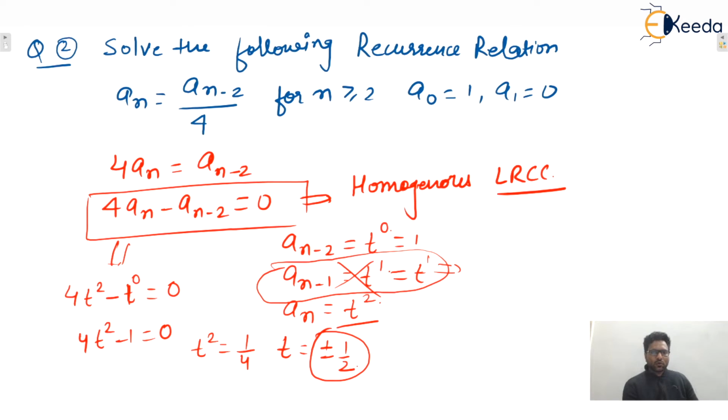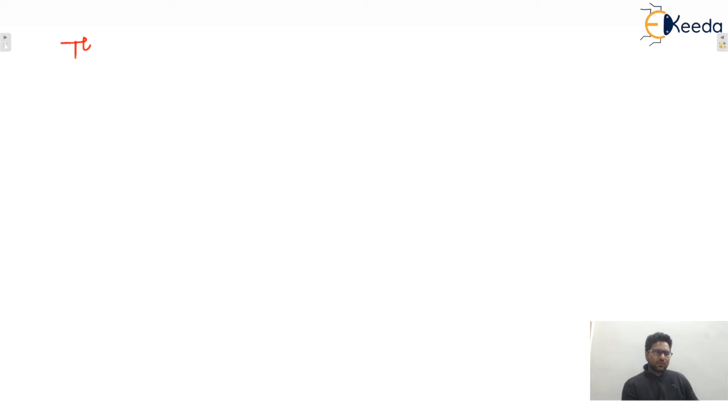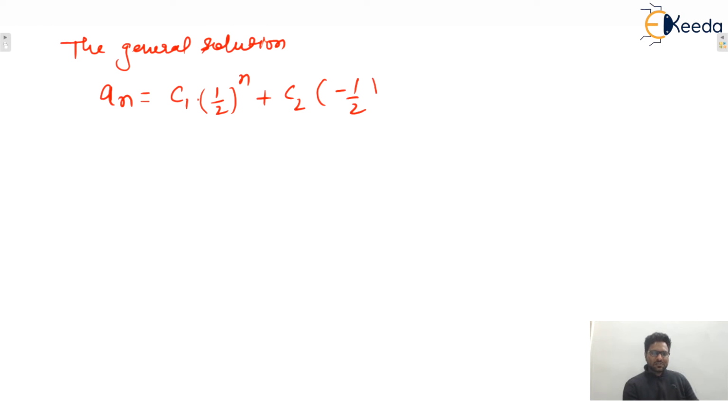So what will be the general solution? The general solution is given by a_n = C1 (1/2)^n + C2 (-1/2)^n, since the roots are distinct. No problem at all. Now you tell me, what are the initial conditions? a_0 is given as 1 and a_1 is given as 0. So put them in equation 1.